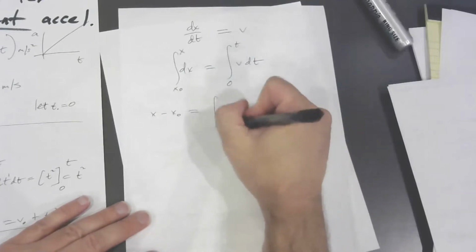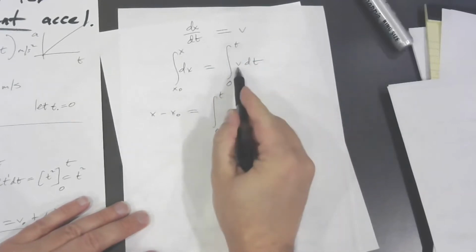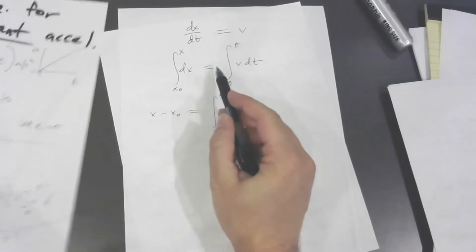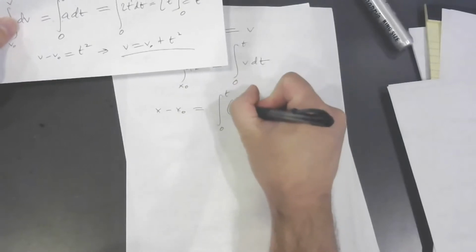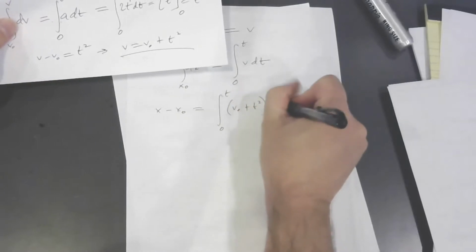And I can't just pull v out because it's not a constant. In fact, here's how it depends on time. So I'm really integrating this function of time with respect to time.